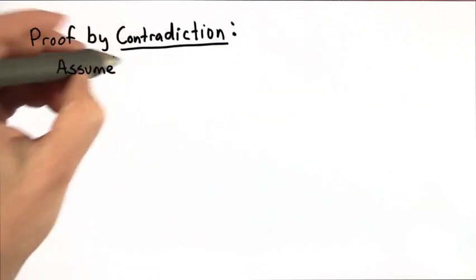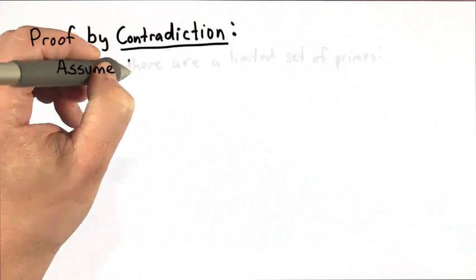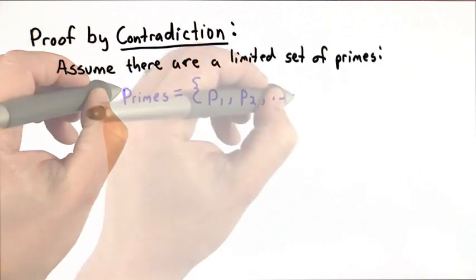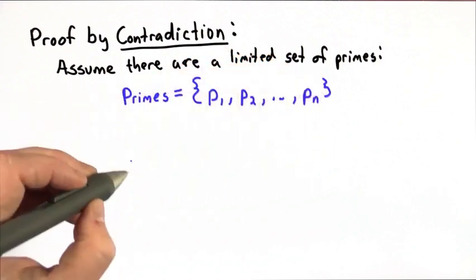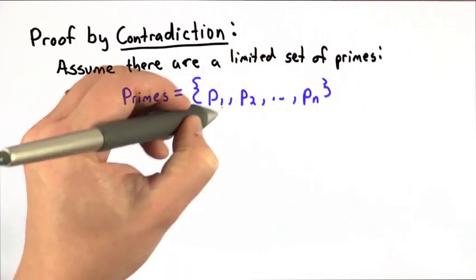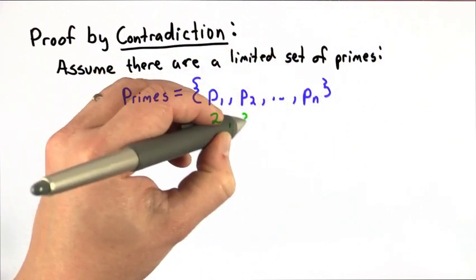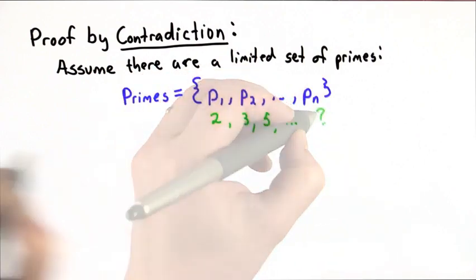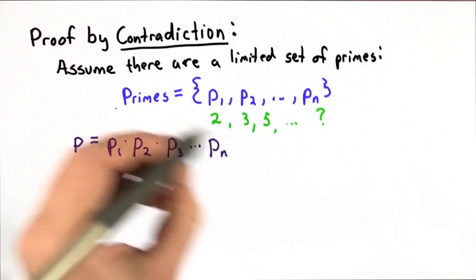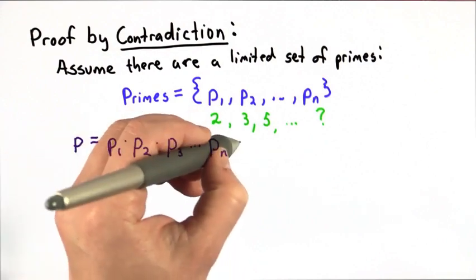We'll start by assuming there are a limited number of primes. That would mean we could define a set consisting of all of the prime numbers and know that it's a finite set with n primes in it. So the elements would be 2, 3, 5, and so forth, and there would be some highest prime, p_n, which we don't know the value of. So then we'll compute the product of all those primes and add 1.